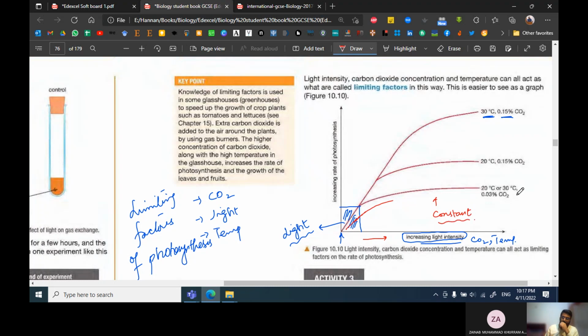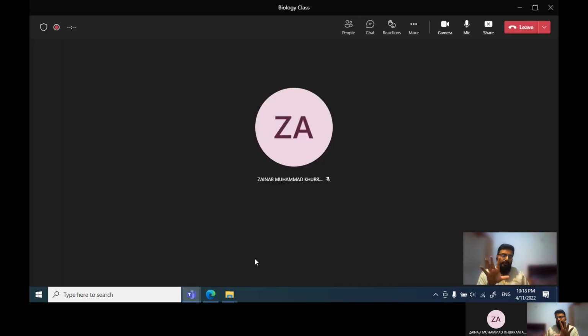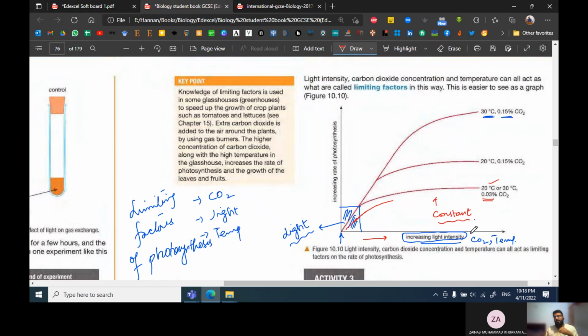The reason is you have given 20 or 30 degrees centigrade to the plant, but you have only provided the plant with 0.03% of the carbon dioxide, which although is a good level, not a bad concentration, because this concentration is normal during the day, but still you have given it only 0.03%. So it means you are observing the effect of carbon dioxide. This is your focus right now.